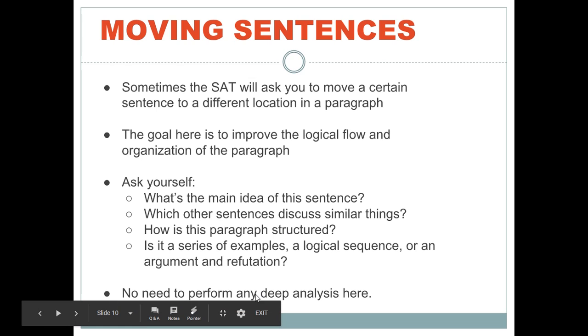And this last point is also key. This is not about deep textual analysis. That is saved for the reading portion of the SAT. In the writing section, this is just about rote organization. You don't have to analyze anything.